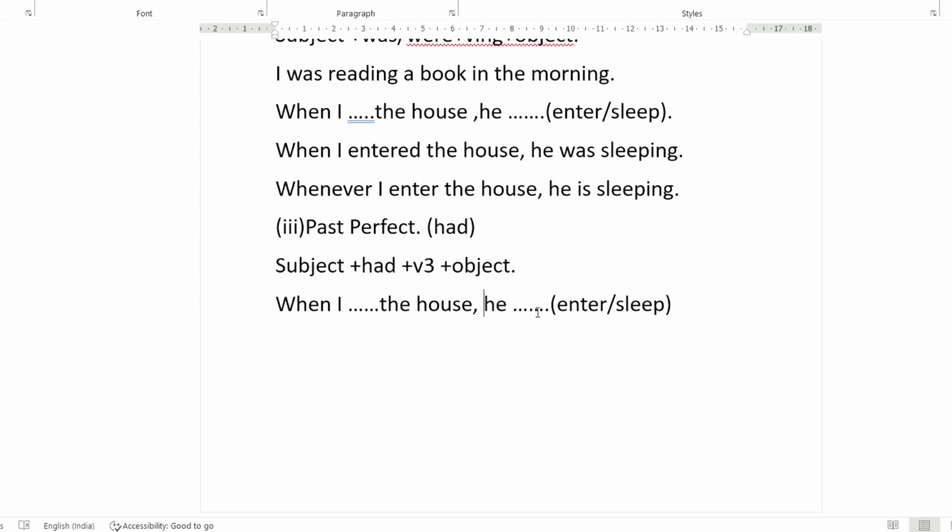When I entered the house, he had slept. When I reached the station, the train had already left.